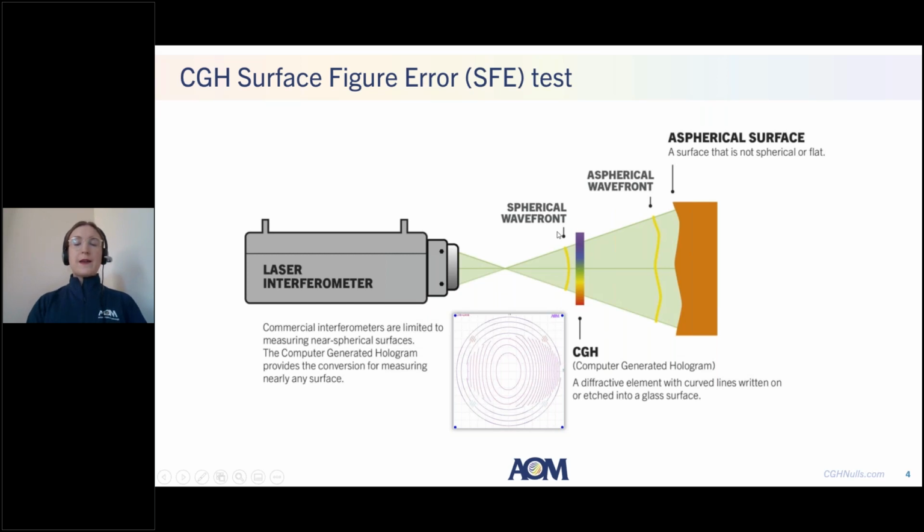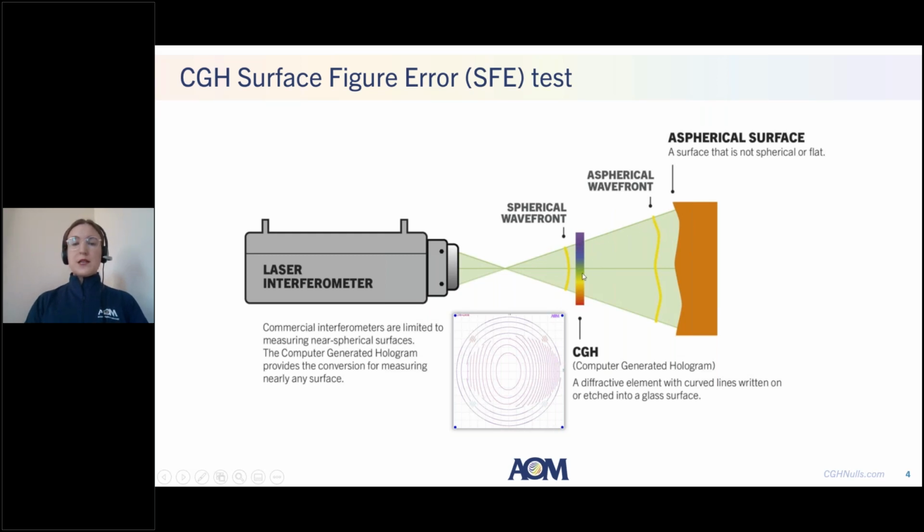and the CGH is a diffractive optical element that's used to translate this spherical wavefront into an aspherical wavefront that exactly matches the shape of your test optic. Put another way, the CGH takes rays and sends them exactly normal to the optical surface.